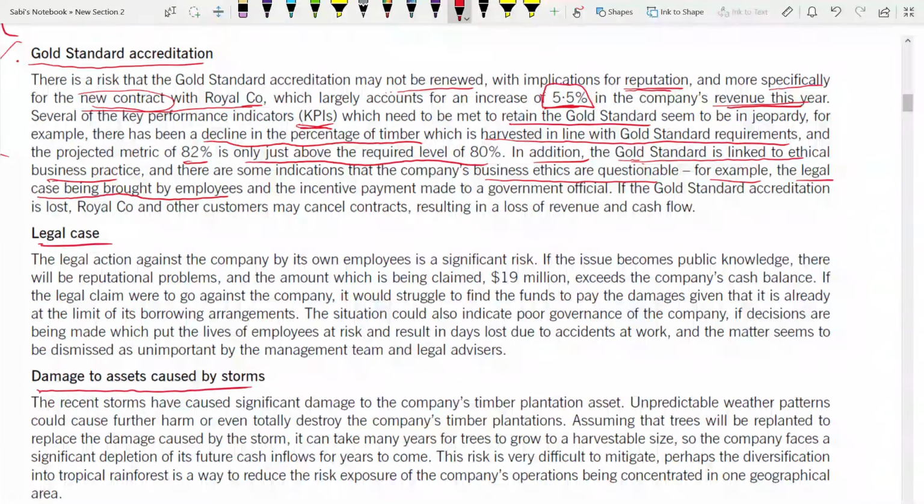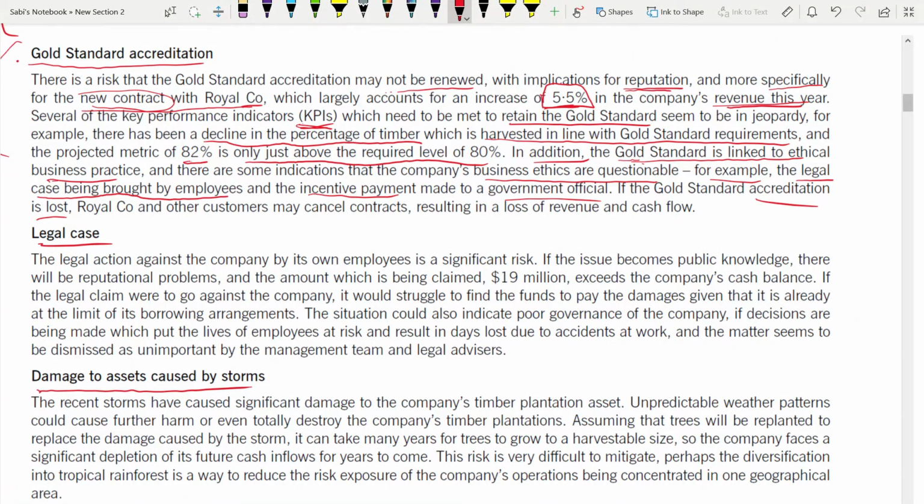why are employees bringing legal case against them? So they brought a legal case, and the incentive payment also they have paid to the government official. So this shows how ethical they are. Are they 100% ethical, given their actions? So if the gold standard accreditation is lost, you are giving the impact. Okay, impact of that business risk.